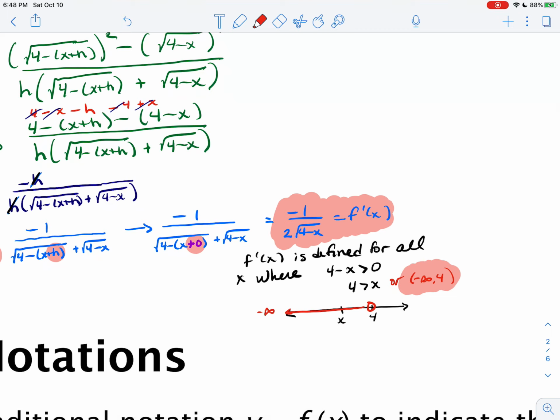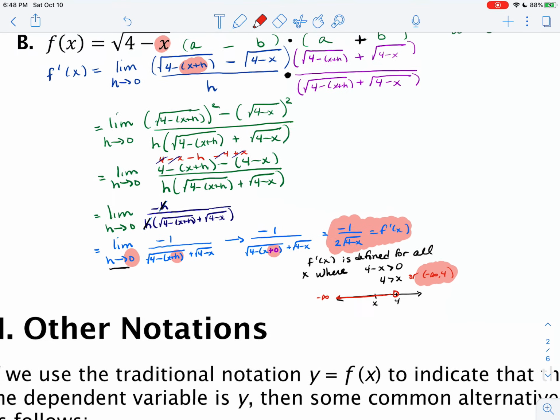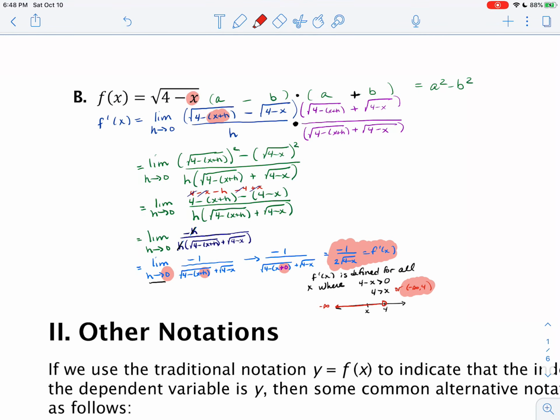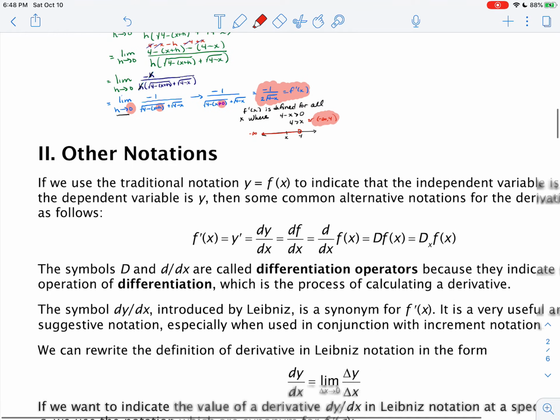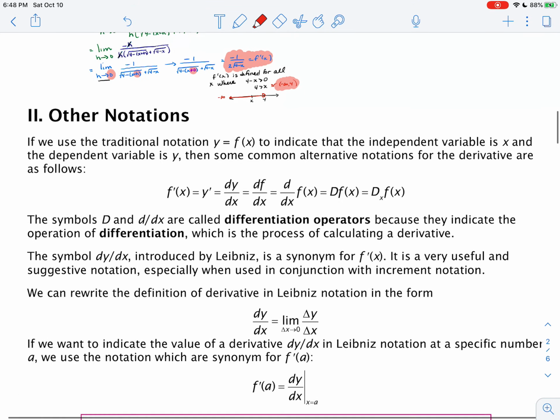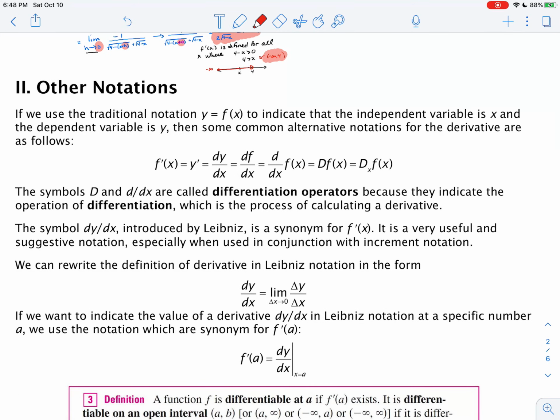And I could turn that into an interval if I just use that inequality. I know that x has to be smaller than 4, and it can't equal 4, so I've got an open interval from negative infinity up to 4. And that would be where our function f of x equal to the square root of 4 minus x is differentiable. Okay, so here are some other notations for the derivative.